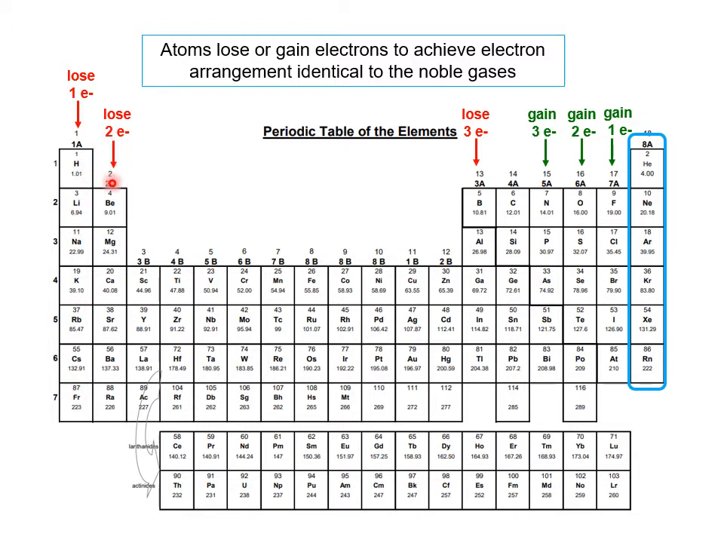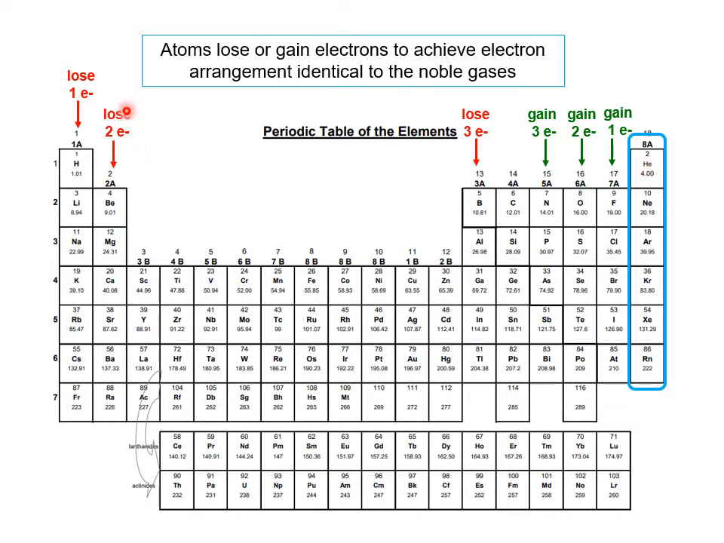Group 2A, which are called the alkaline earth metals, they like to lose 2 electrons because the nearest noble gas to them has 2 fewer electrons than they do. So for example, Be is beryllium. The nearest noble gas to it is helium with 2, right? Because the next noble gas is 10. So going from 4 to 10, that's gaining 6 electrons. That's not very easy. It's easier to lose 2 than to gain 6.